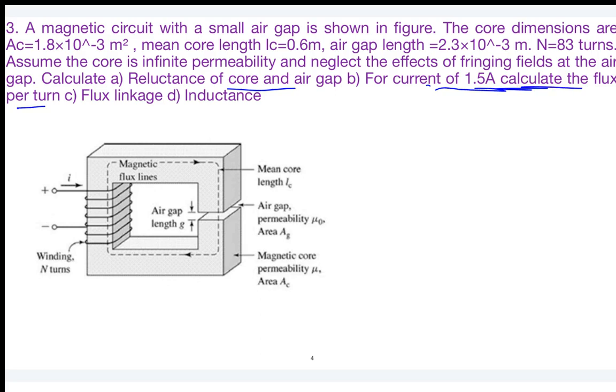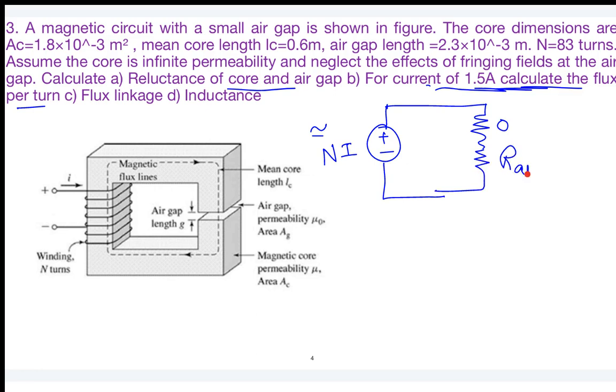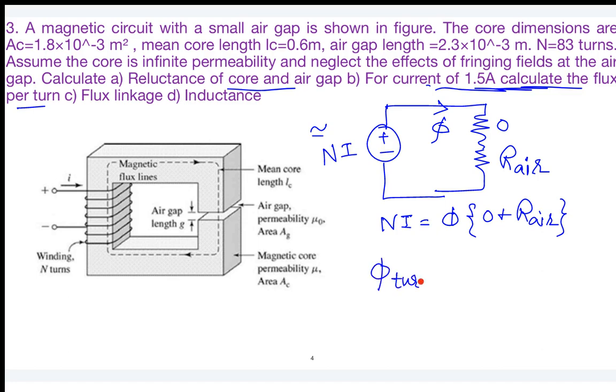Okay. So if I replace this magnetic circuit with this model, this is your number of windings into I, which is your MMF. And this is the reluctance of the core, and this is the reluctance of the air gap. So when you apply Ohm's law, what are you going to get? The total MMF is equal to the total flux into the reluctance of the core plus the reluctance of the air gap. Then what is the flux per each turn you are going to get now? Ni divided by the reluctance of the air gap.